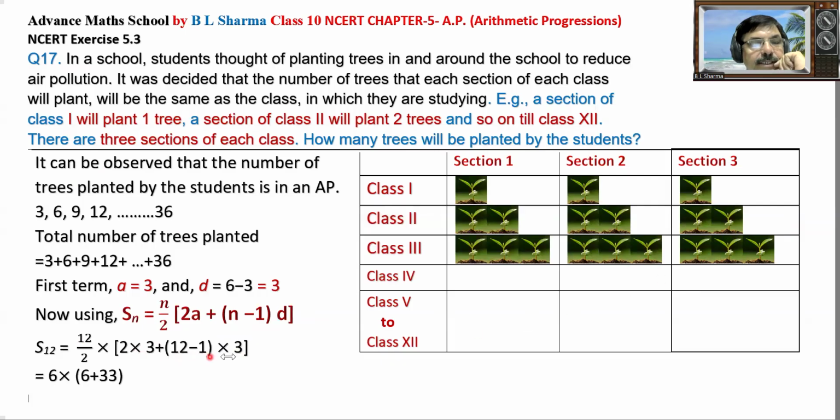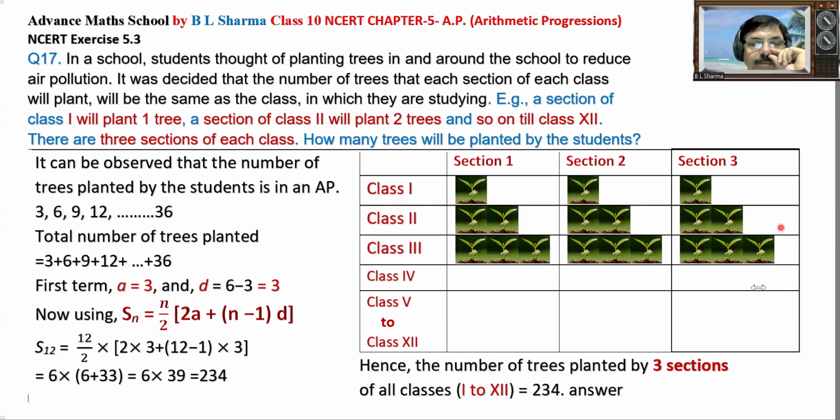2 3s are 6, 11 3s are 33. So 6 into 39, that is 234. So we can say that the number of trees planted by 3 sections of classes 1 to 12 will be 234. And that's all for this question. सारे क्लास 1 से लेके 12 तक टोटल 234 ट्री प्लांट करेंगे.